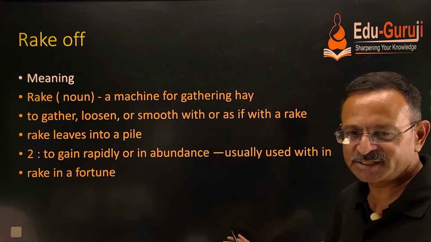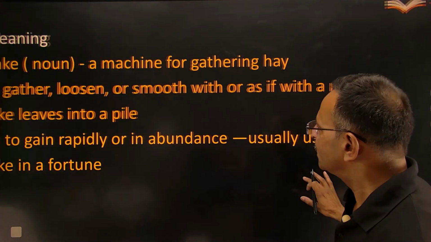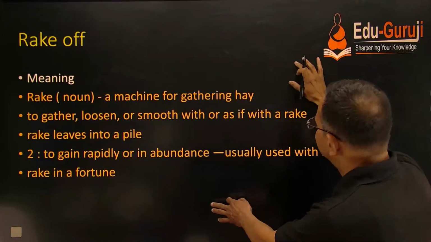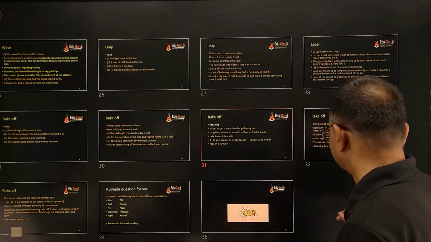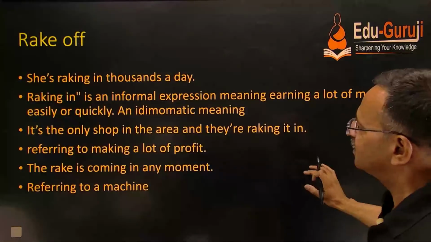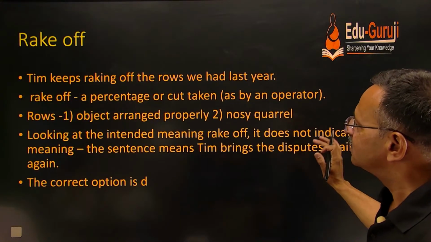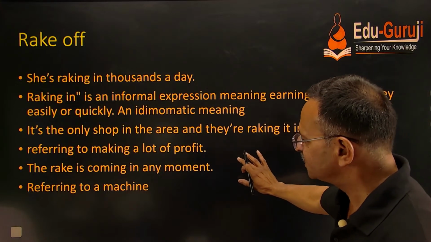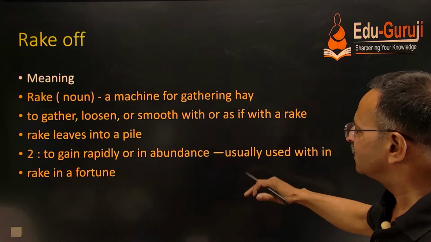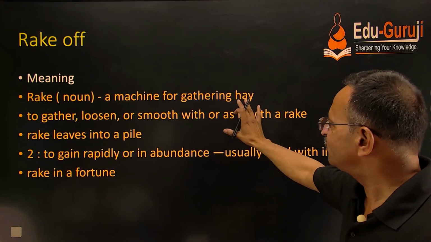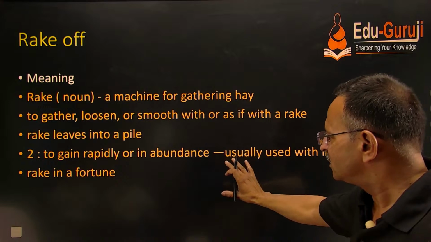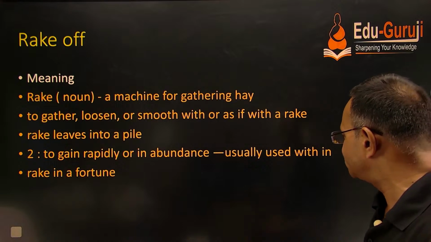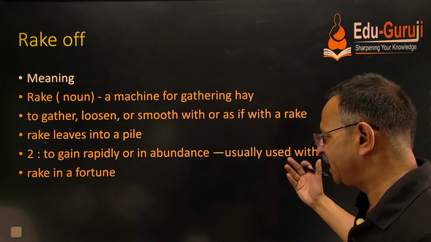It's been used as a noun as well as a verb, right? So noun means a machine for gathering hay, and verb means to gain rapidly or in abundance, usually used with "in", like rack in a fortune.